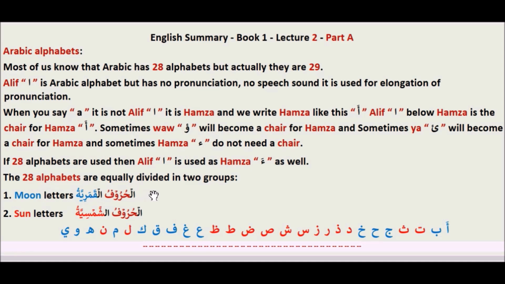The 28 alphabets are equally divided into two groups. The moon letters, Al-Huruful Qamriya. The sun letters, Al-Huruful Shamsiya. In the red, they are the sun letters, Huruful Shamsiya. And in the blue are the Huruf Qamriya and they are moon letters. They are equally divided and they are 14 each.